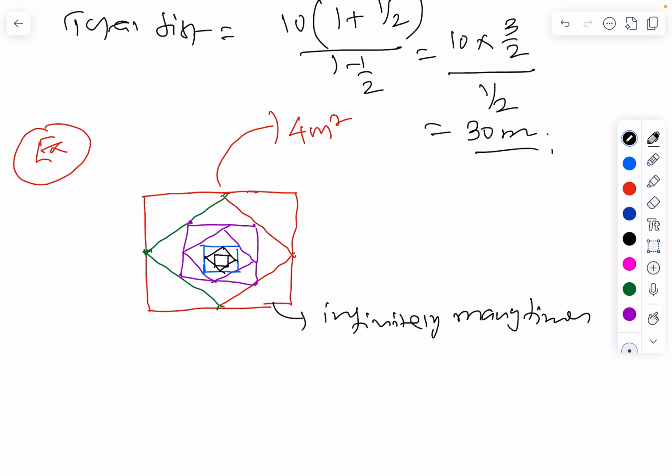Agree? The question is to find the sum of the areas of all the squares. Only the outermost square's area is given. You are not given the area of the inner square, or of the square inside that. So the question is: find the sum of areas of all the squares.